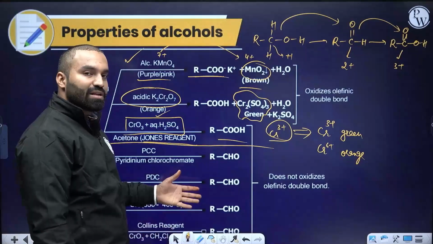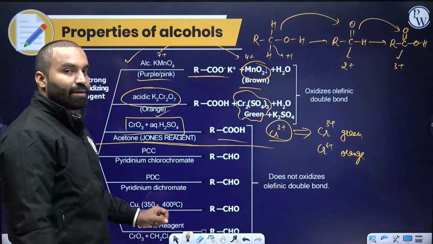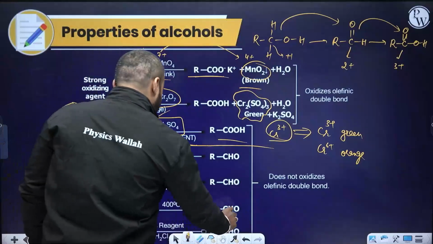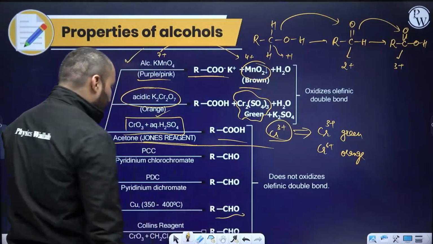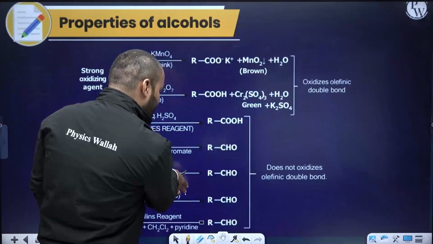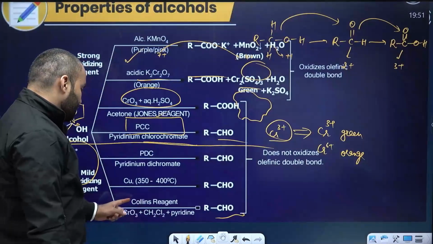So I have prepared this slide just for your convenience, guys. Copper can be used, and you need to heat it approximately between 300 to 400 degrees Celsius. And then the compound obtained will be RCHO. Now I am sure you are able to see the screen from the bottom, which was cut earlier.